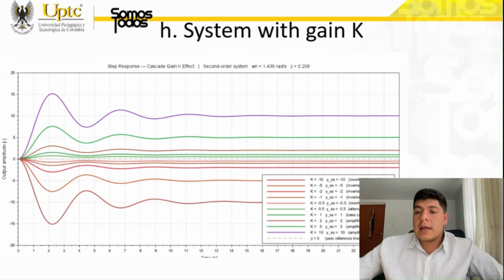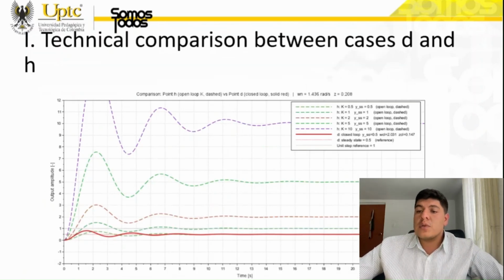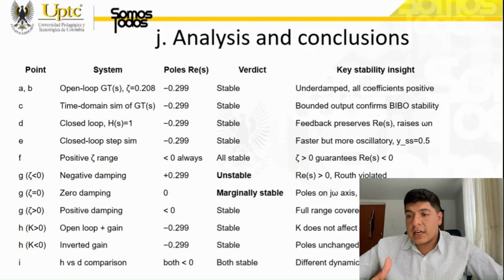In point G, we analyze how the damping ratio set to 0 affects the system response. Negative values make the system unstable, 0 causes continuous oscillation, and positive values produce a stable response. In point H, we add the gain K in cascade. K only changes the amplitude of the response, but it does not change the dynamics of the system.